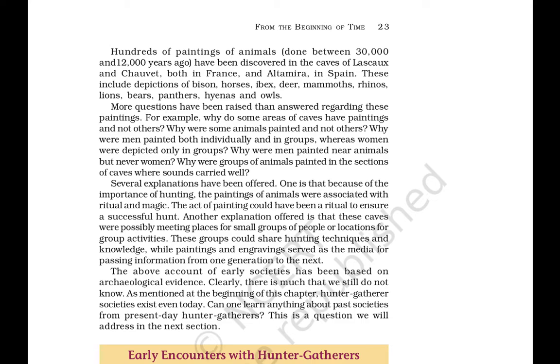More questions have been raised than answered regarding these paintings. For example, why do some areas of caves have paintings and not others? Why were some animals painted and not others? Why were men painted both individually and in groups, whereas women were depicted only in groups? Why were men painted near animals but never women? Why were groups of animals painted in the sections of caves where sounds carried well?